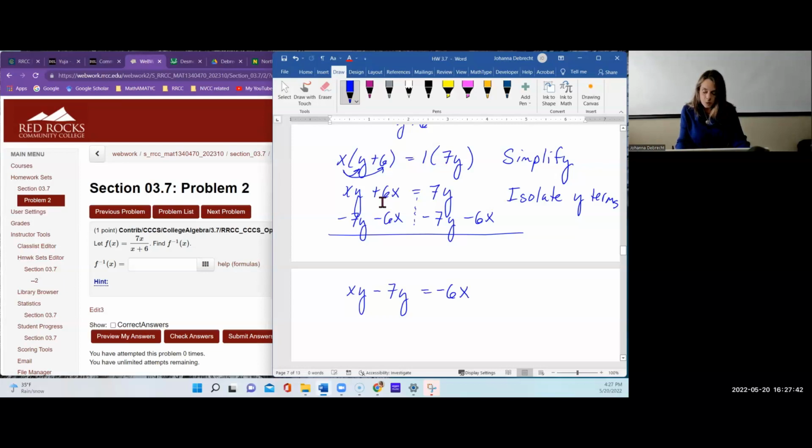Now that I've isolated the y terms, I want to factor out y. I am not looking for the greatest common factor. I'm only looking for the factor y. I'm trying to isolate y by itself, not a greatest common factor. Now I take y out by dividing it from each term on the left-hand side. When I take y and divide it from xy, I get x left behind. When I take negative 7y and divide by y, I get negative 7 left behind.